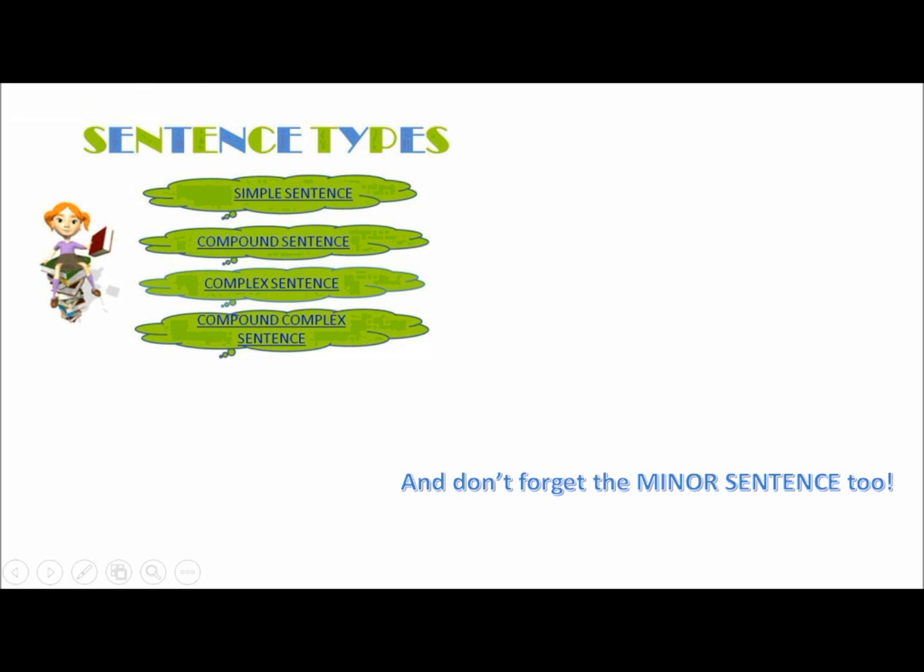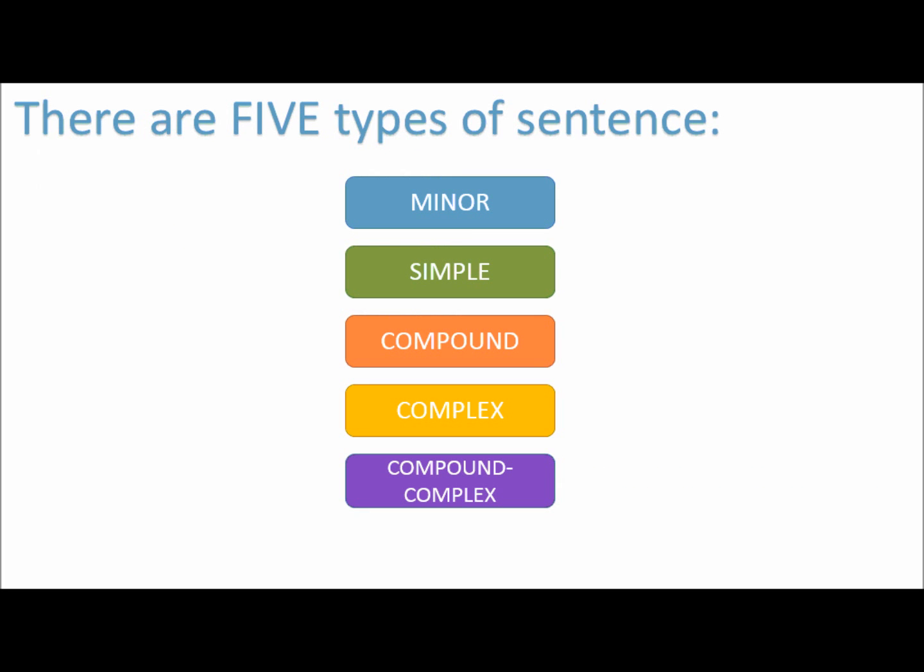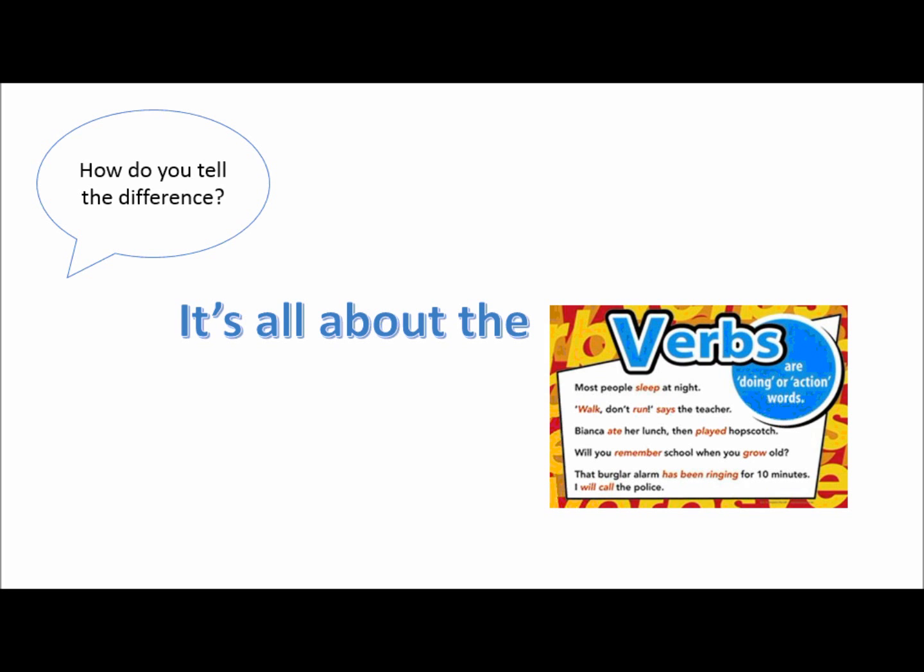This video will explain the different sentence types. There are 5 types of sentence: minor, simple, compound, complex, and compound complex. So, how do you tell the difference between them? It's all about the verbs.